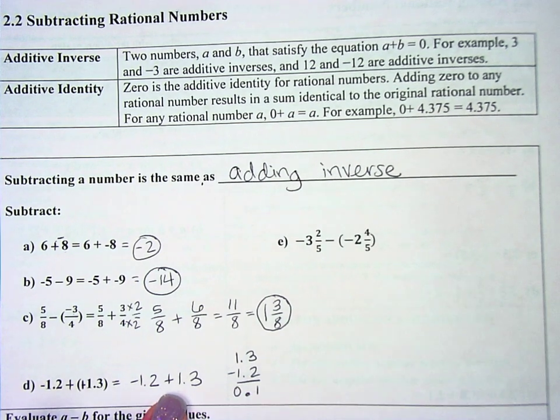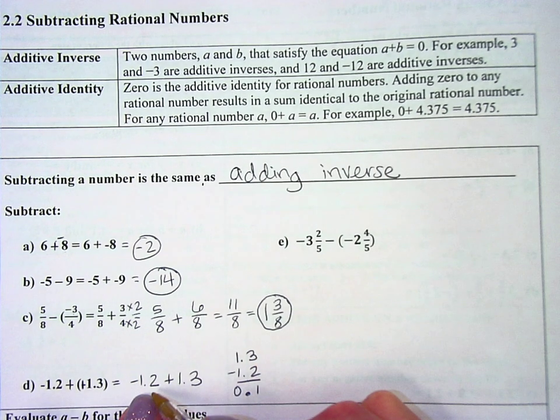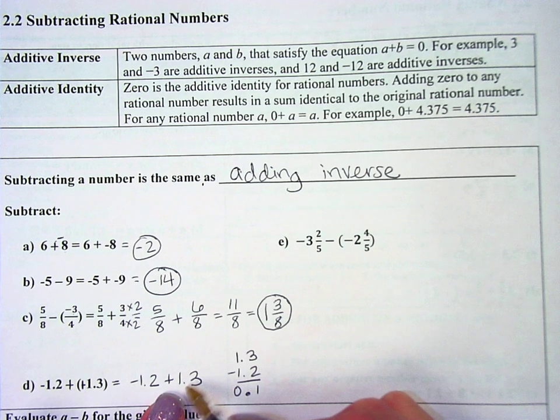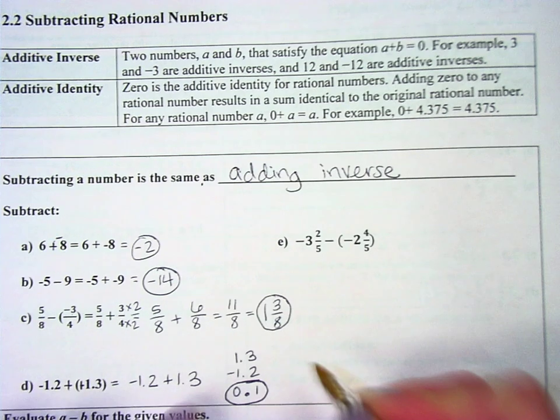My decimals were stacked, and I put the biggest decimal on top when I go to subtract them. I was at negative $1.20. I came up $1.30. So I came up past 0. I kept going. My final answer should be a positive 10 cents.